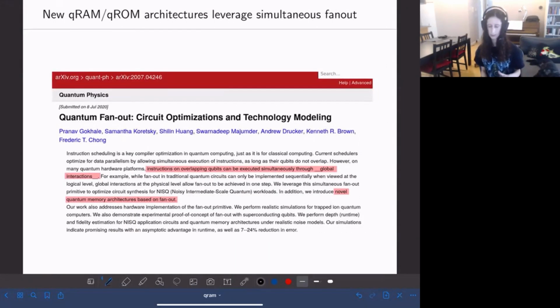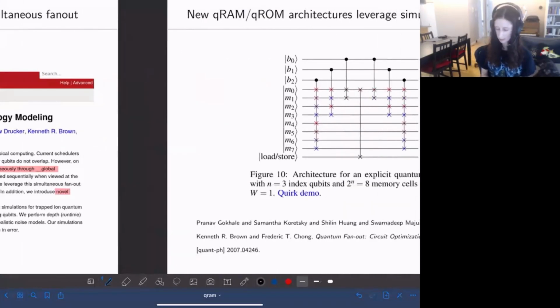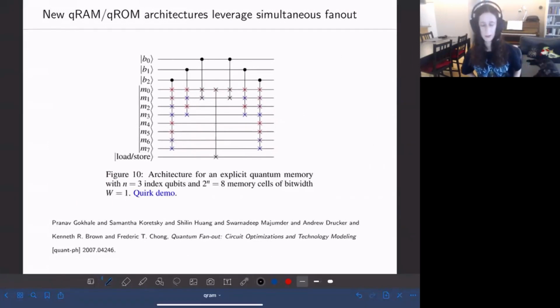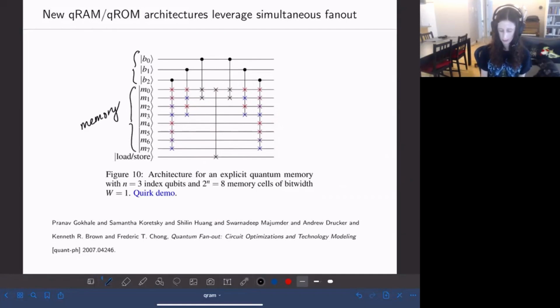And that's just what this group did. They specifically were looking at ion traps because you have the global interaction there. And what they did was design a new type of qRAM that takes advantage of simultaneous fan out. This is what it looks like. You can see that you have your address qubits here, and you have a memory here. Now, instead of that fan out of addresses and sequence of Toffolis, you just have this nice cascade of controlled swaps that are simultaneous.